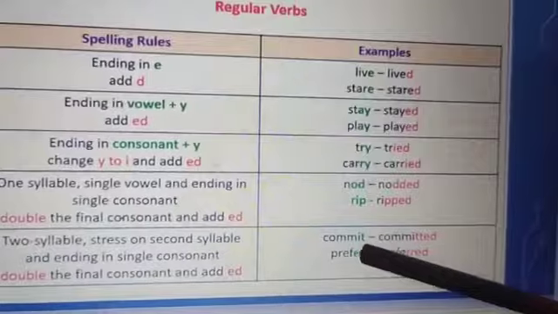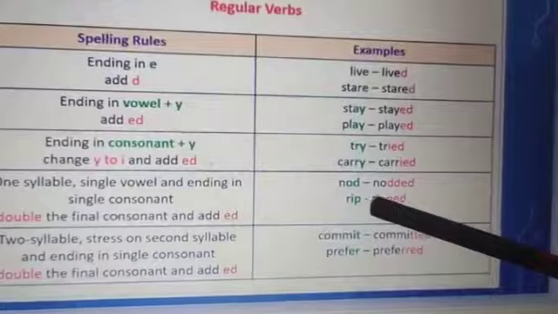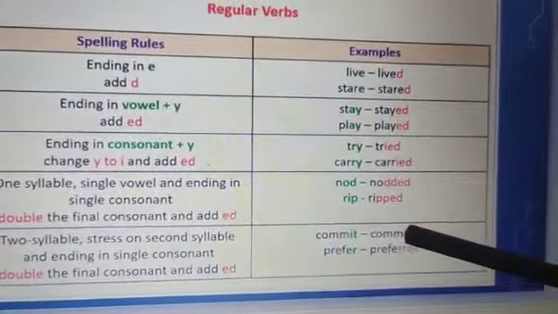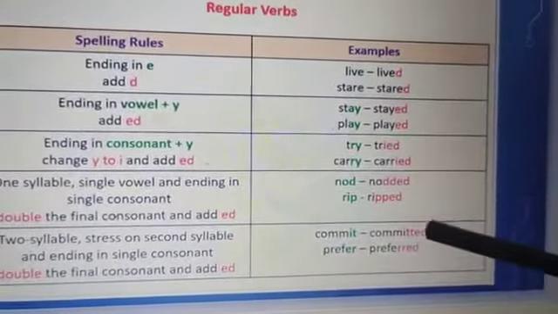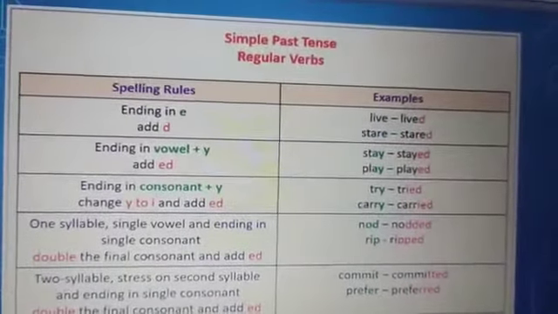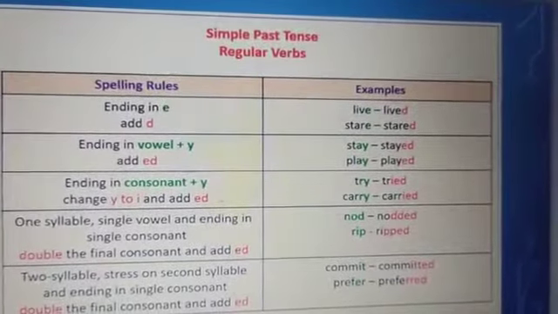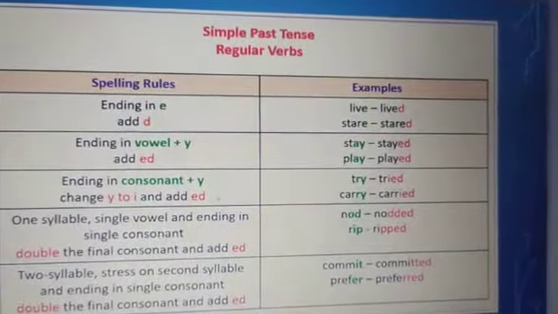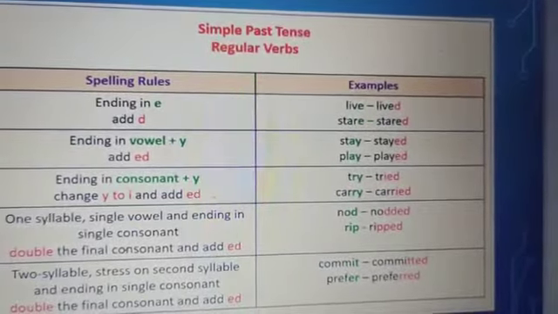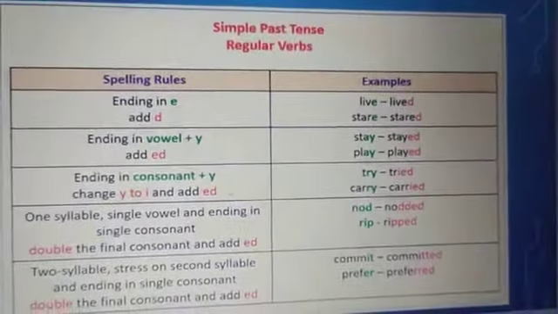So what we are doing? The last letter we are just doubling again. Here also same, like the single syllable we are doing. The last consonant letter we are doubling it and then we are adding ed. Committed. So commit, committed, prefer, preferred. This is how you can change the verb to the simple past tense by adding d, ed, ied, or doubling the consonant. Like this we can do, children.